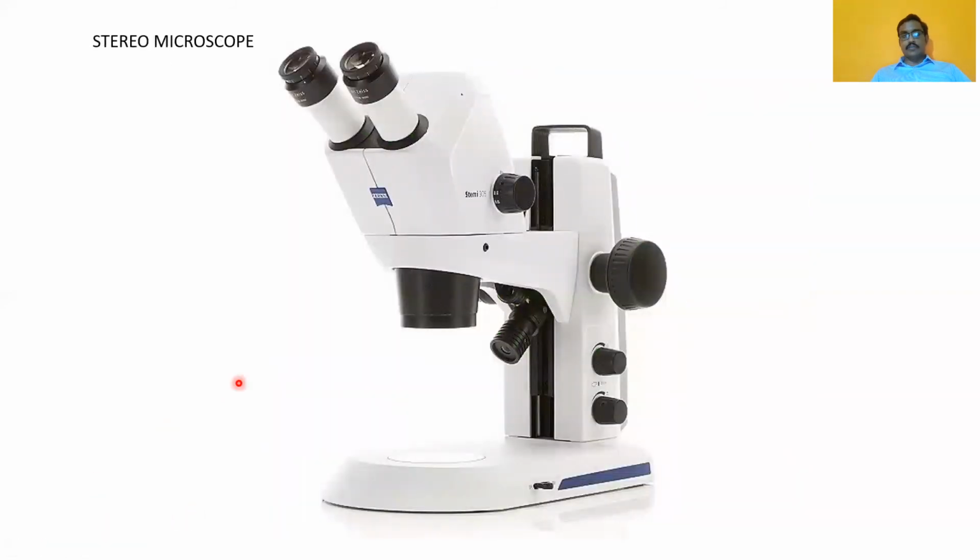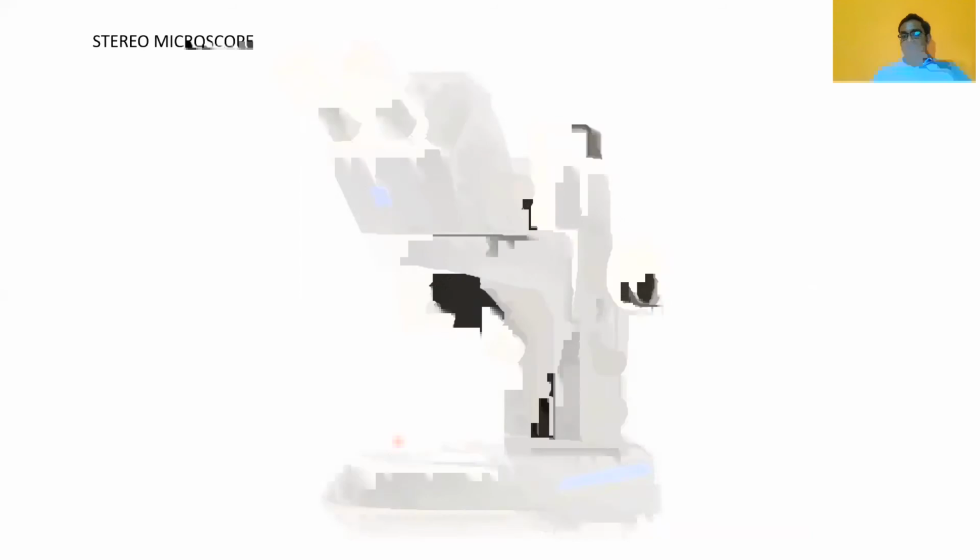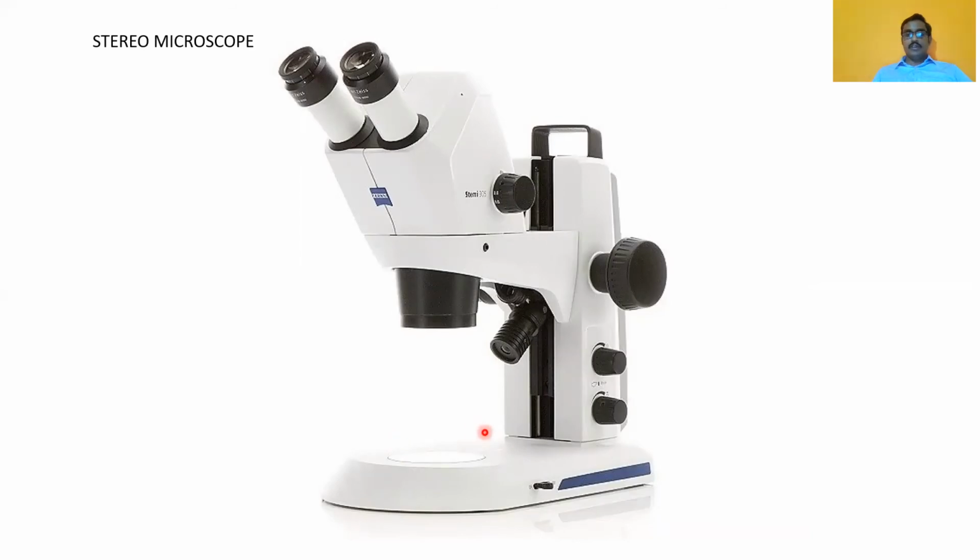The next one that we're going to see is your stereo microscope. So this is the common structure of a stereo microscope. If you can see, it almost looks like a light microscope, but it's got a few changes. Like you can see, the sample is placed here. It's not a mechanical slide holder. It's instead a table or a bench where you place your sample. Here, you're not going to place only a glass slide.